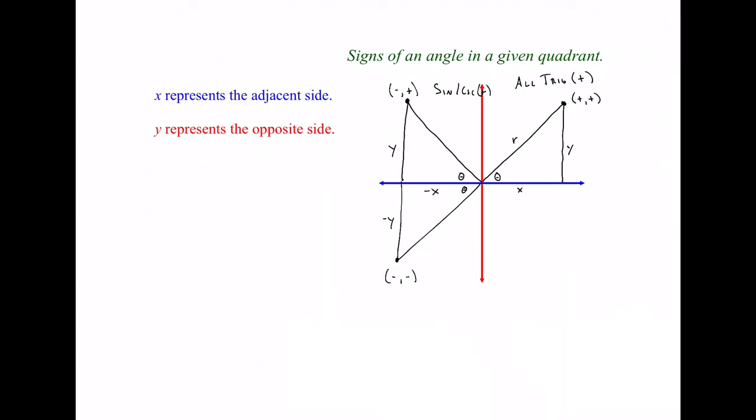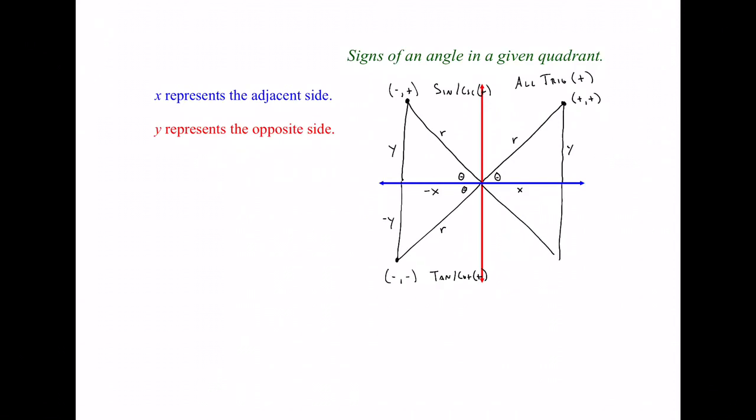The hypotenuse on all of these will always be positive. So when you look at your trig functions, sine is negative over positive, cosine is negative over positive, and tangent is negative over negative. So the only ones that will be positive in quadrant 3 are tangent and cotangent. The other two will be negative, and the reciprocals.